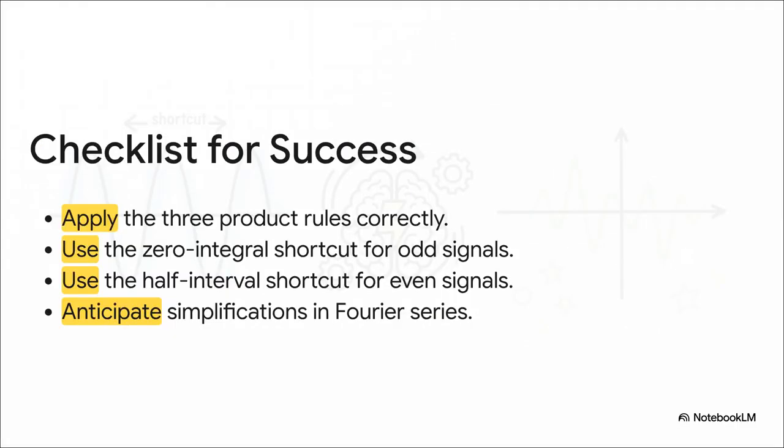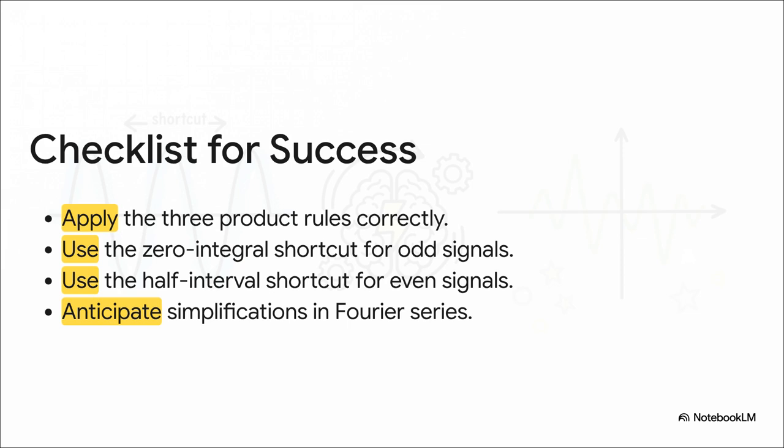All right, here's your final checklist. First, can you apply all 3 product rules correctly? Especially that tricky one, odd times odd is even. Second, do you know when to use that awesome zero integral shortcut for odd signals? Third, do you remember the half interval trick for even signals to save yourself some work?